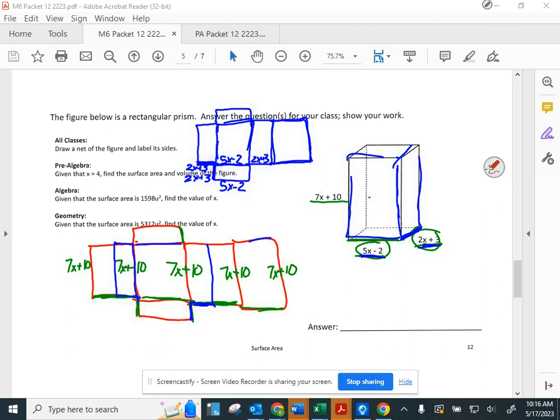And that's all you have to do. All classes are drawing the net and labeling its sides correctly. So I am looking at your labels. We don't have to worry about surface area or volume.